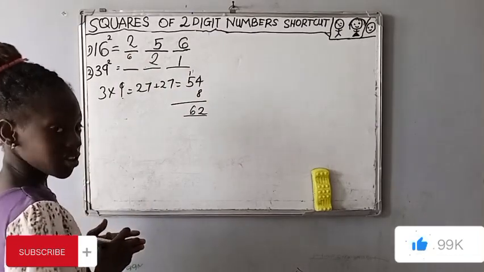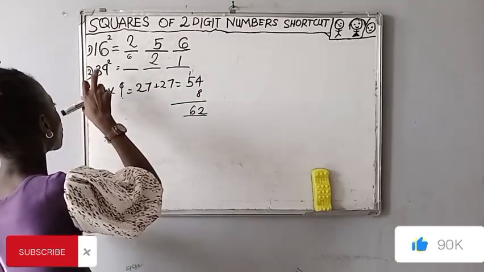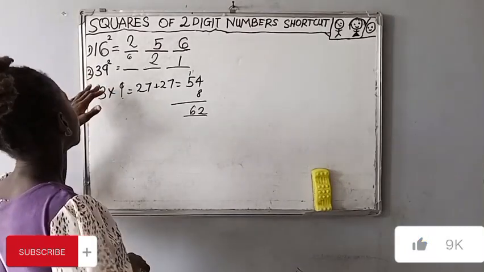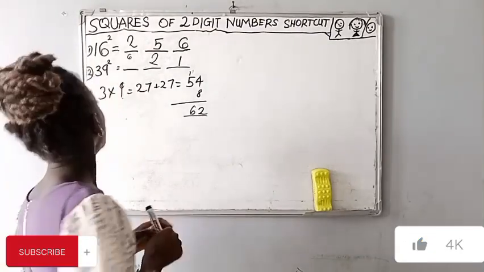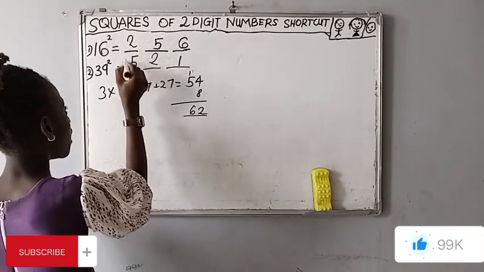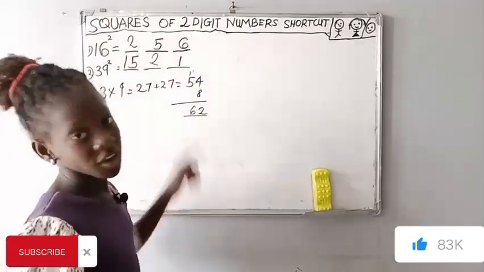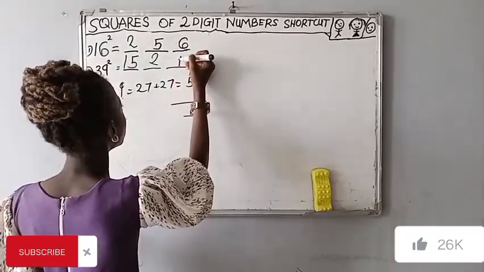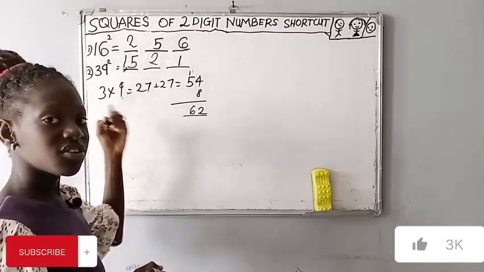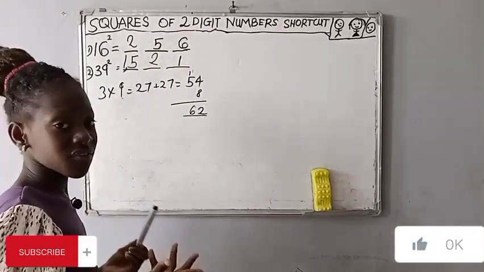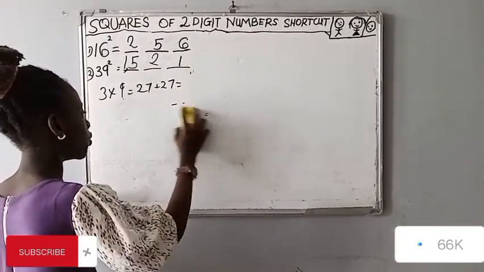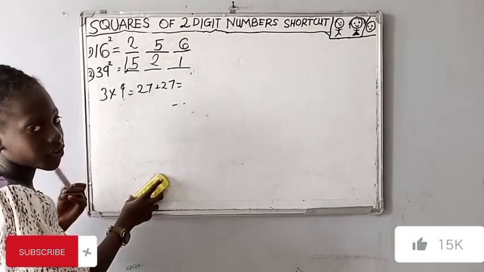Then the third step is finding the square of the tens digit of the original number. The square of 3 is what? 9. 9 plus 6 is what? 15. Now you see this has 4 numbers. The interesting part is for you to just count 1, 2, and 3 and insert a comma. And now this is read as 1,521.